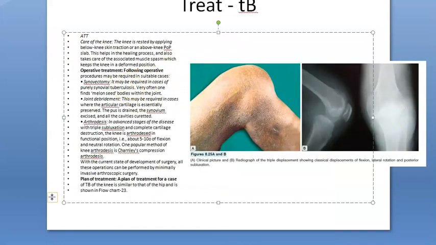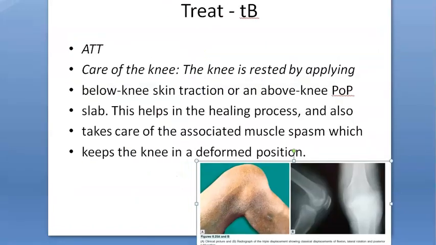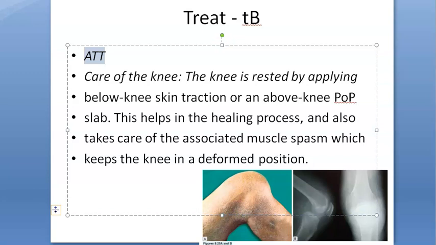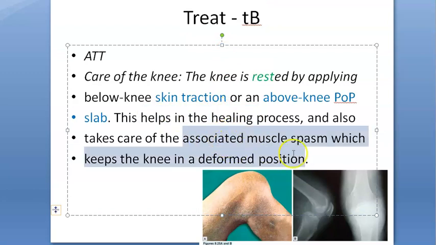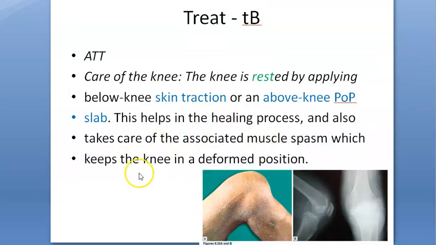Then, how will you treat? Now let's get to treatment. TB treatment, you know those antitubercular drugs, ATT, that is isoniazid, rifampicin, pyrazinamide and ethambutol. Then care of the knee, basically you will rest it by applying skin traction. So they're talking about skin traction here, standard things in orthopedics, above the knee POP slab. So basically you rest the knee, and this helps in the healing process. So much of the pain can also go.